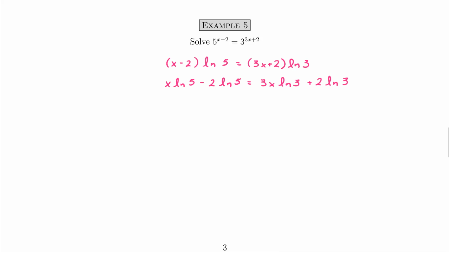Now, despite the way that it looks, we still treat it just like we do any other algebraic equation that we're solving. We want to collect all of our variables on one side. Everything else is on the other side. So I'm going to move this constant term to the right, and I'm going to move this variable term to the left. So what I have at this point now is x natural log of 5 minus 3x natural log of 3 equals 2 natural log of 3 plus 2 natural log of 5. In the two terms on the left, they both have an x in common, so let's factor that x out.